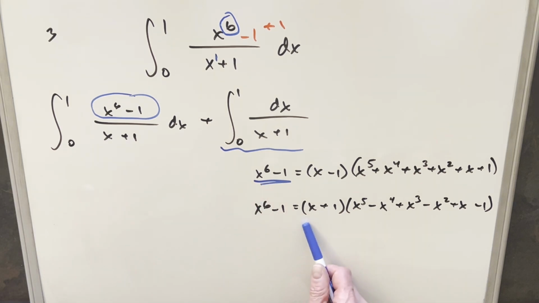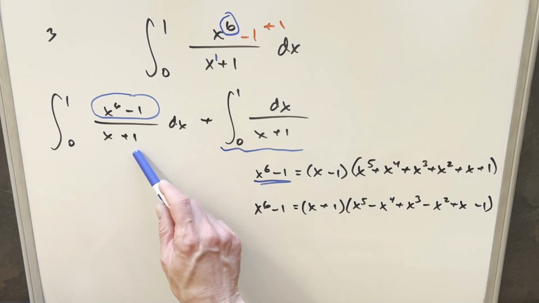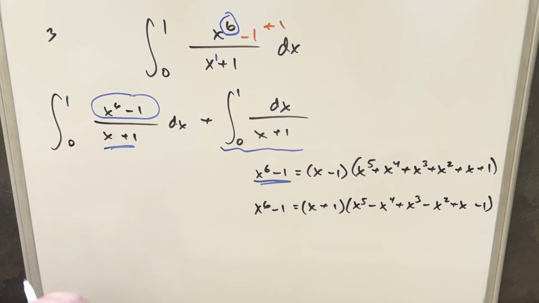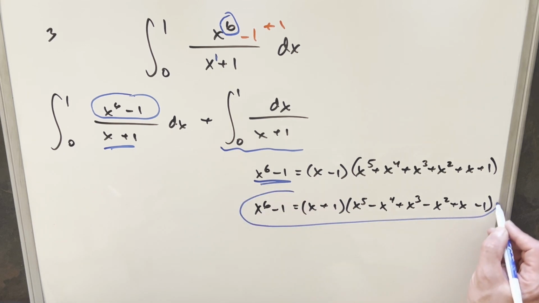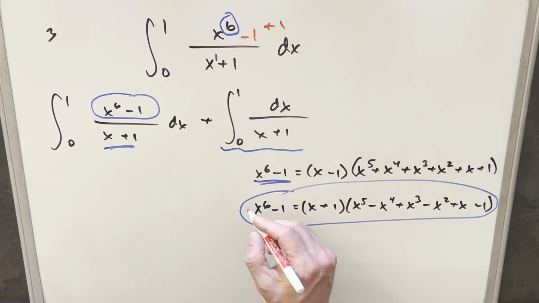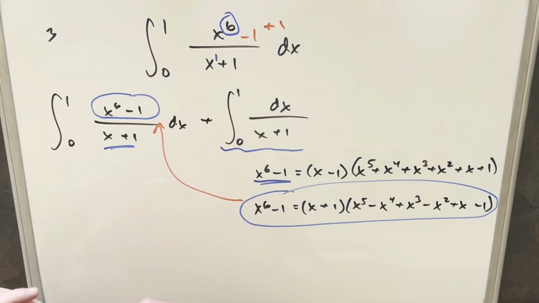But now to figure out which one of these I want to use in this integral, it's real easy, because what I really want is cancellation with the x plus 1. So as far as that goes, this first one doesn't really help me. I'm going to want to use this second formula right here. Then all I want to do is take this and plug it back into our numerator and continue from there.